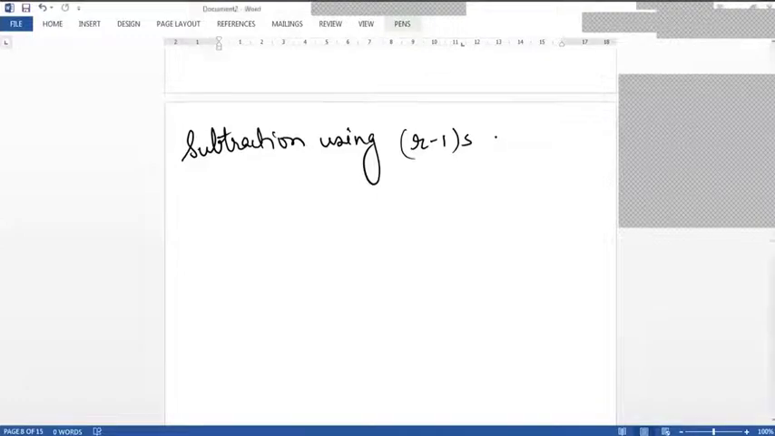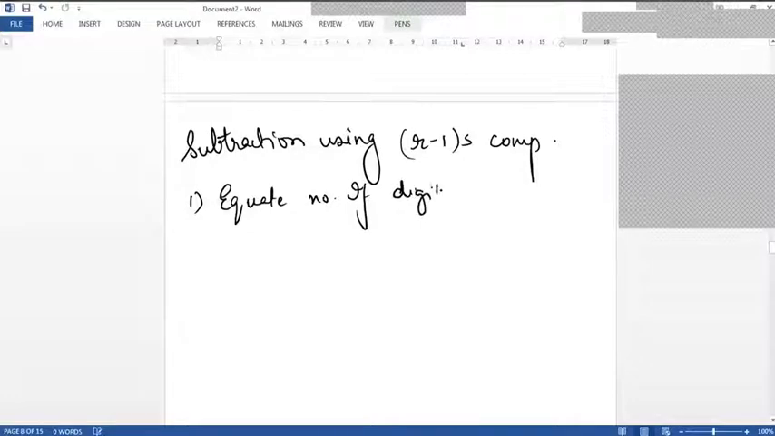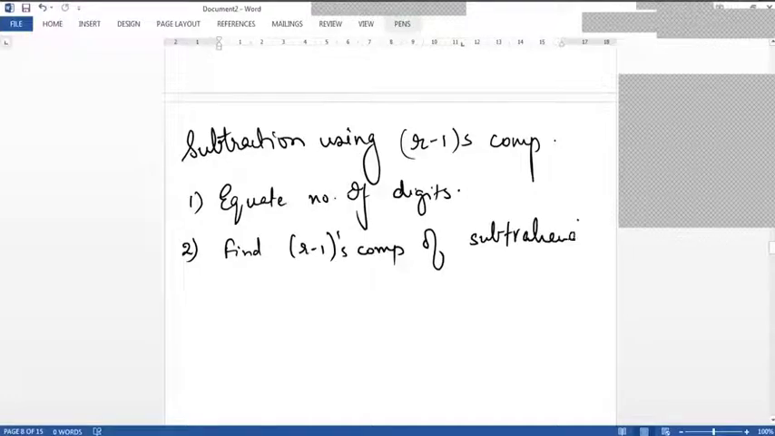Let's go, first step. Same, equate the number of digits. There is only one small change. Equate the number of digits is the first step. Second step is find r minus 1's complement of the subtrahend. Third, add it to the minuend. All this is the same; simply instead of r's complement, I used r minus 1.